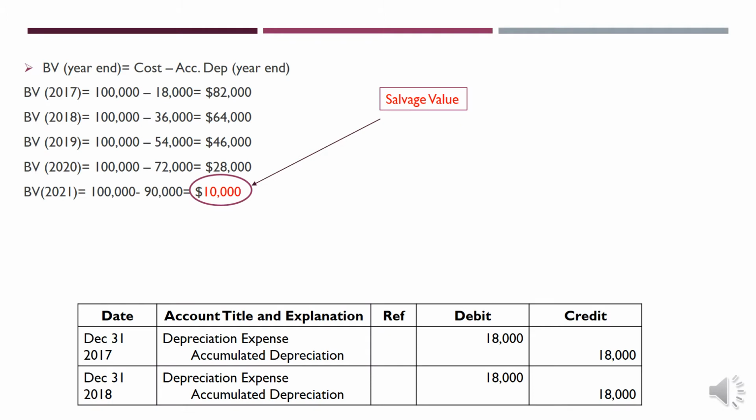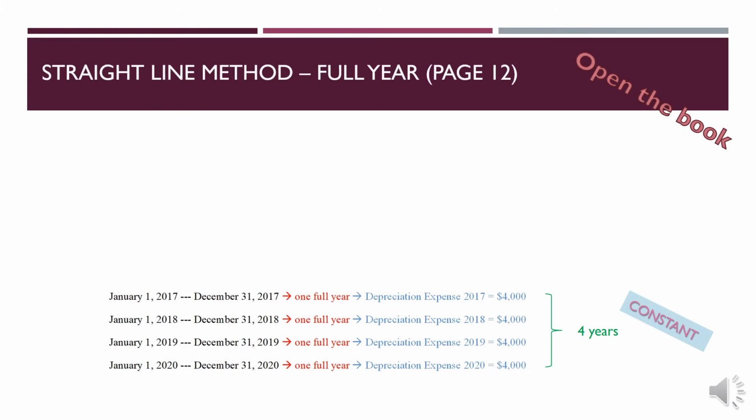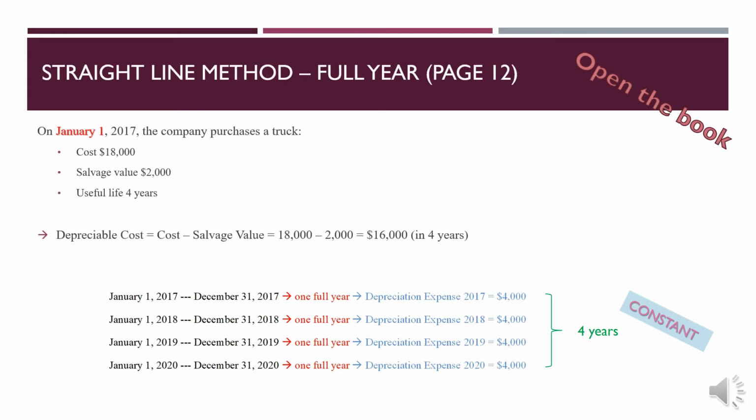The last step is to calculate the book value. The book value is the cost minus accumulated depreciation at year end. We need to calculate it for the 5 years. At 2021, which is the end of the plant asset useful life, always the book value will be equal to the salvage value of the plant asset. Here we have the entries for the adjusting entries. Please open your book on page 12, and here we have an exercise and its solution.